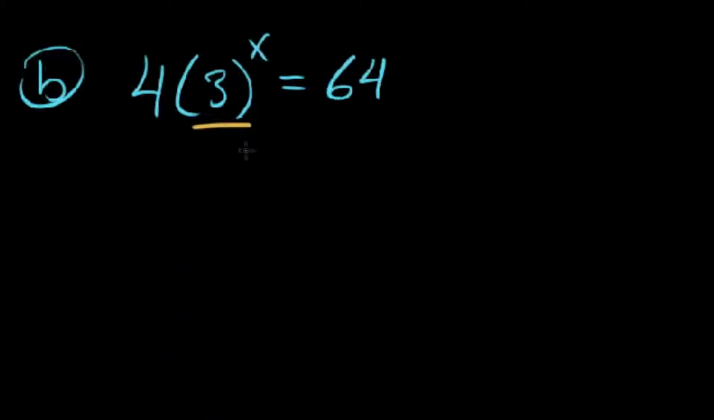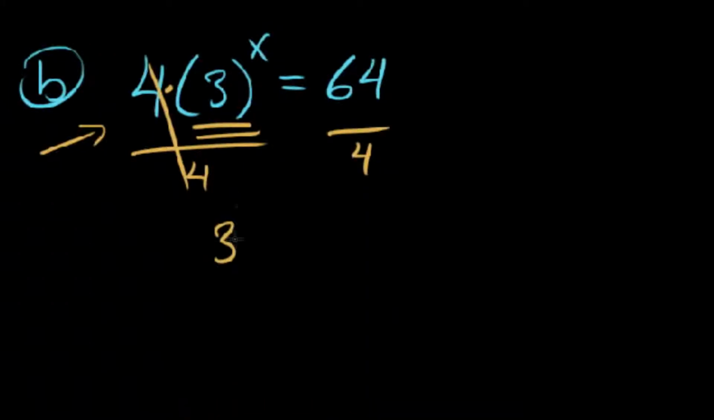Okay, so that'd be the 3 to the x here. We need to isolate our 3 to the x, which means this 4 out front has got to go, and we're taking the 4 currently times this 3. So what we'll do is we'll divide both sides by 4. Okay, so we get 3 to the power of x is equal to 16.